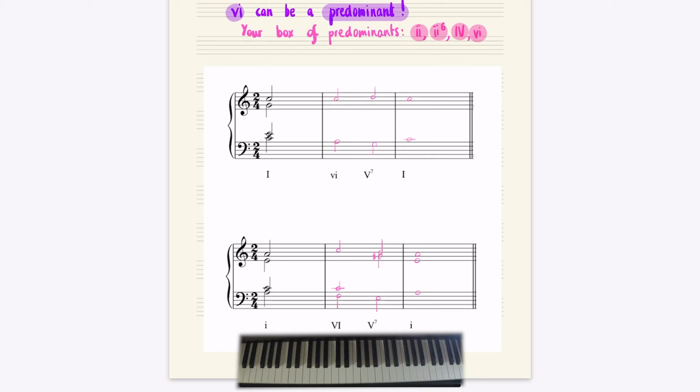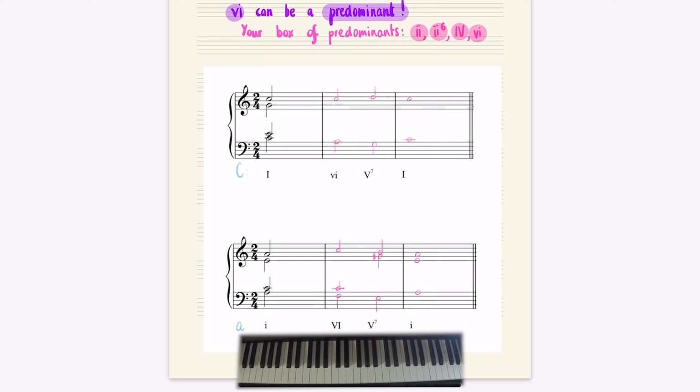Take a look at this chord progression. When harmonizing it, pay attention to whether the roots are a step, a third, or a fourth apart, and accomplish the voice leading accordingly. Feel free to pause the video to complete that exercise.